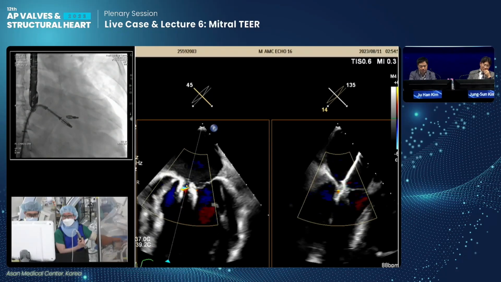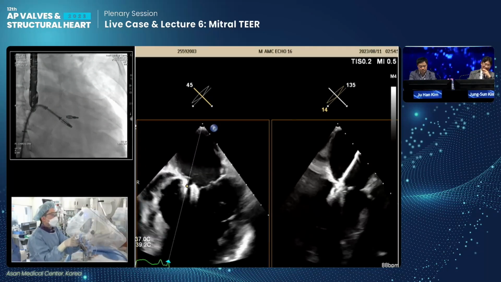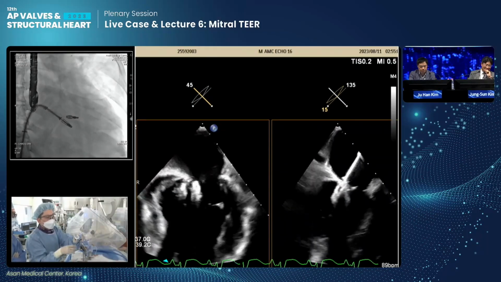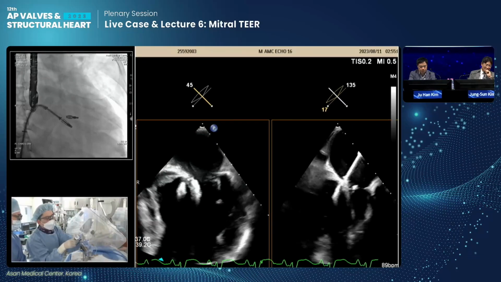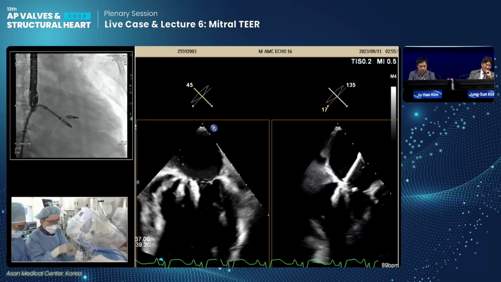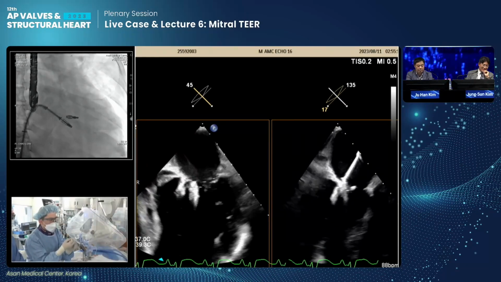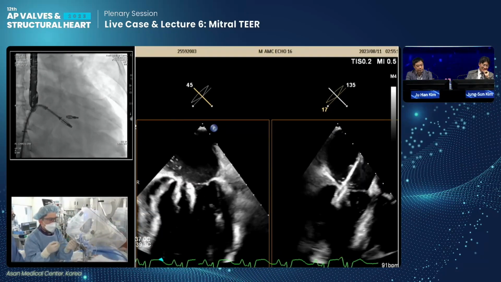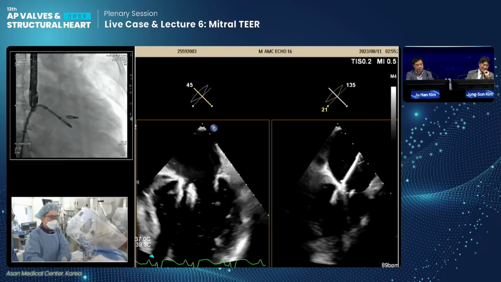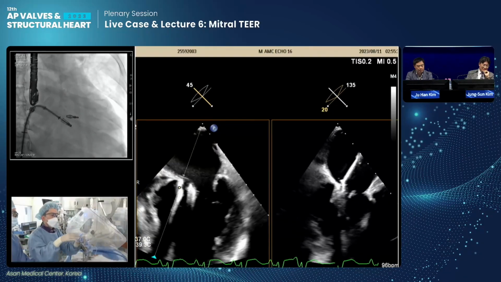So I'm deploying. Okay, color. The insertion looks good. Okay, so I'm removing the long line. Okay, smooth. And final check of the clip arm. Okay, it's okay.